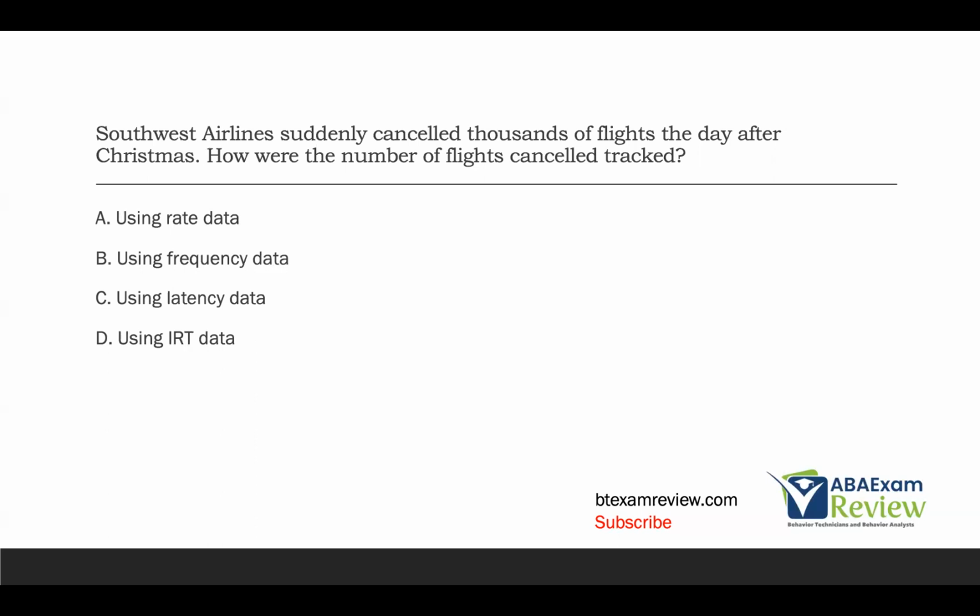A, using rate data. Well, rate data might give us some information about how many flights are canceled per day or per hour. We just want to know how many flights were canceled, simply put, right? Remember, rate is frequency, but it also has a time. In this situation, we just want the number of flights. We don't need the time. We just want the frequency. So B, using frequency data, would meet our need much better.